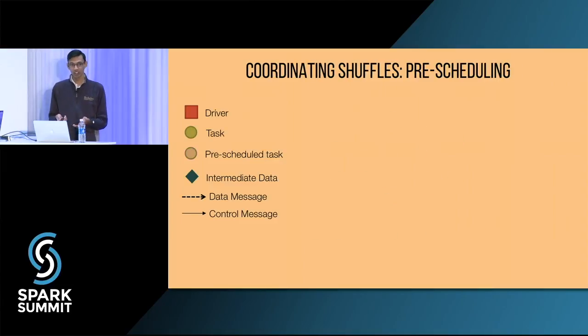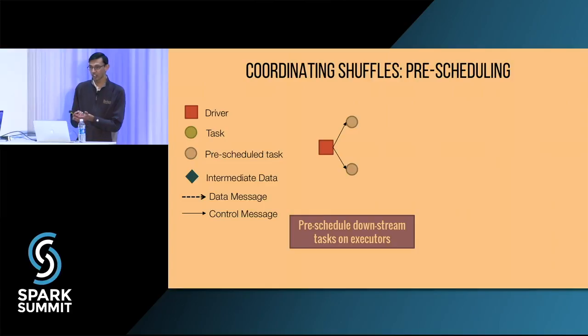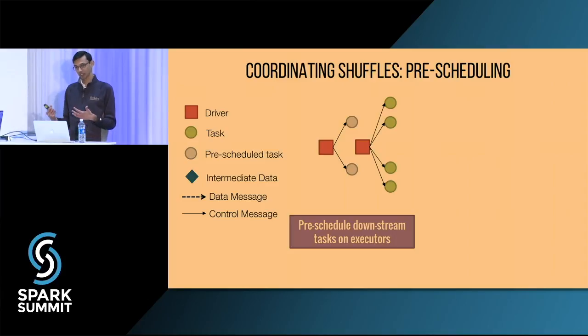So in pre-scheduling, what we do is we try and remove this centralized synchronization in the middle by launching these reduce tasks ahead of time. So for example, if we had 2 reduce tasks like in the previous one, we first launch these reduce tasks on the cluster. And following that, we then launch the map tasks that are actually going to produce the data.